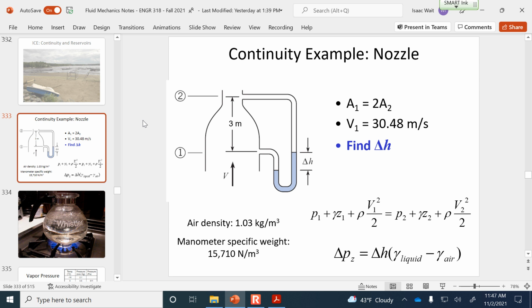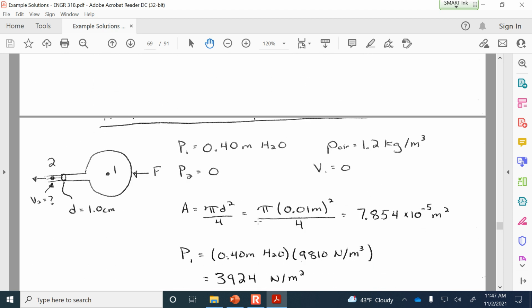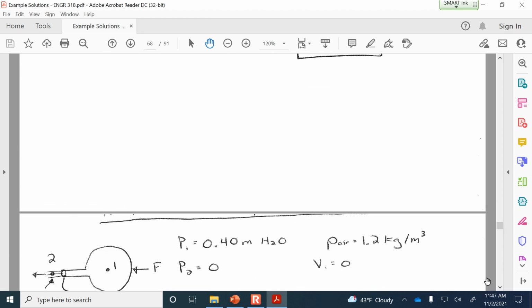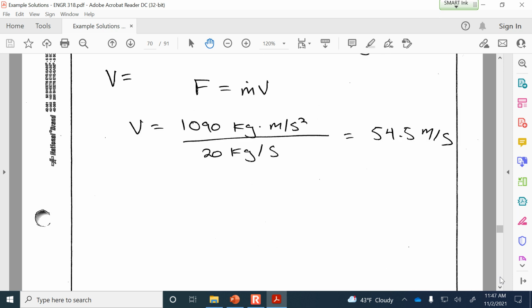Okay, so you can see on the whiteboard where I've rearranged the Bernoulli equation so that on the left-hand side is the change of piezometric pressure, and on the right-hand side is what we have the values for. We know the velocity at each location and the density of air, so we can find the change in piezometric pressure. Oh, that's not the right one. That's momentum stuff.